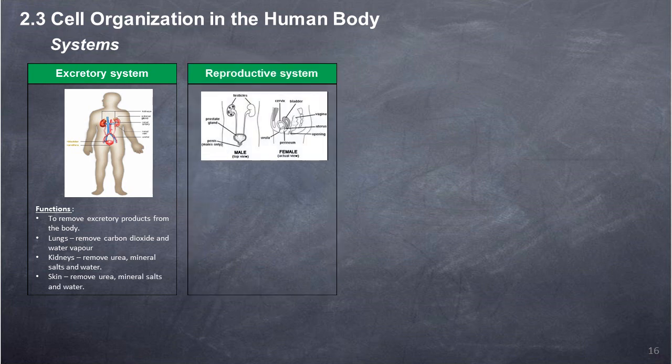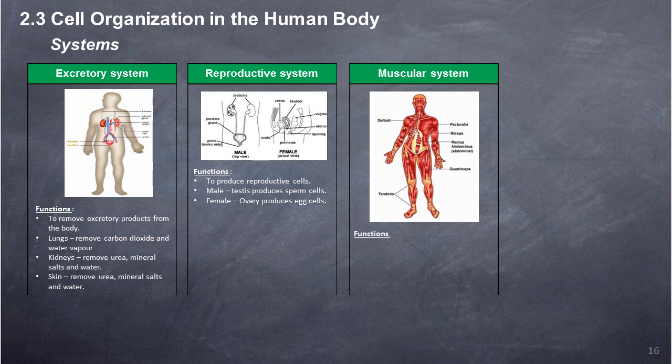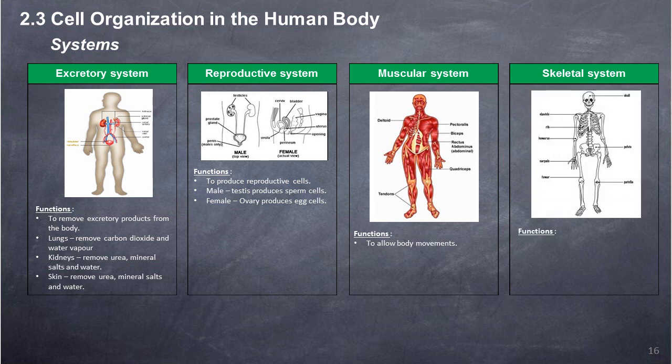Reproductive system. Functions: to produce reproductive cells. In males, the testis produces sperm cells. In females, the ovary produces egg cells. Muscular system. Functions: to allow body movements. Skeletal system. Functions: to support the body, to protect internal organs, to enable body movements.